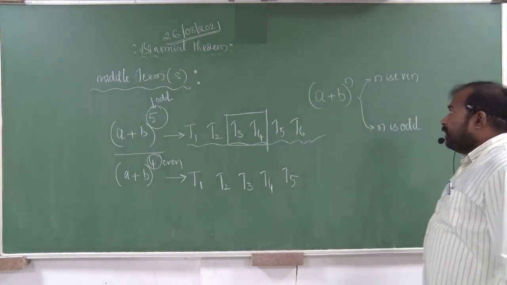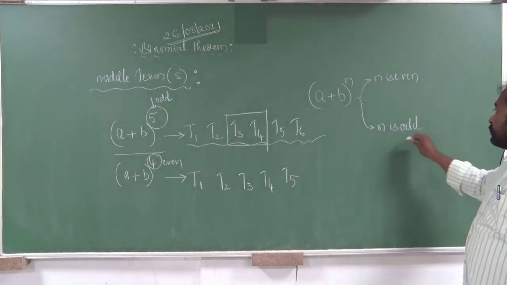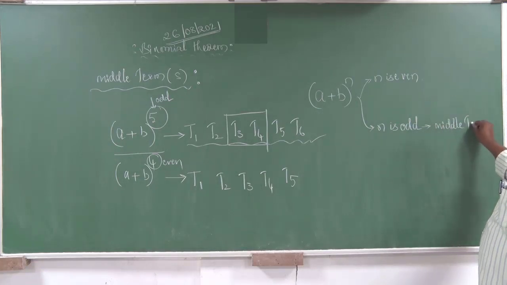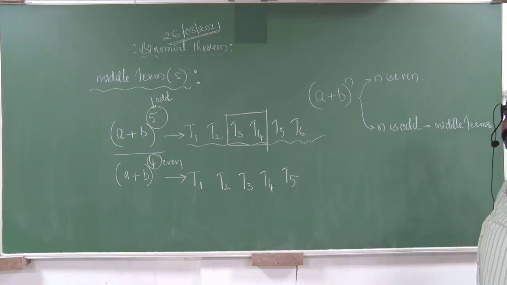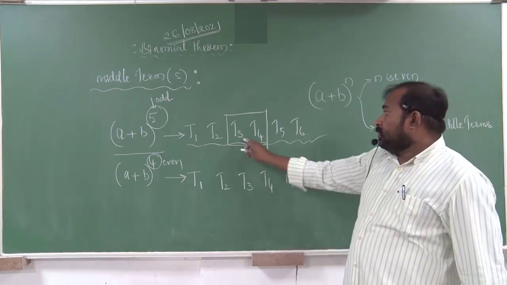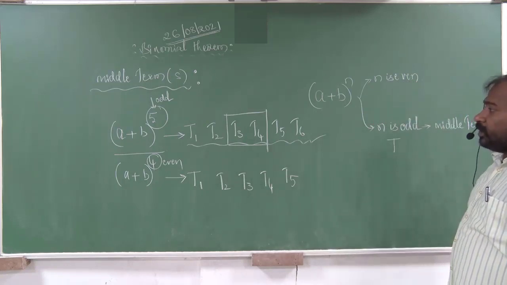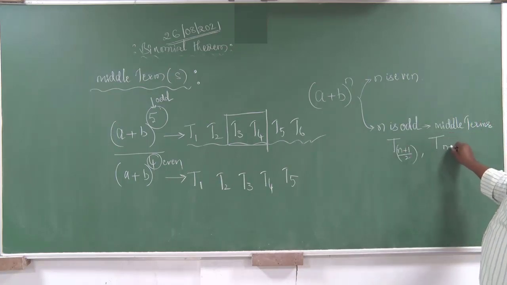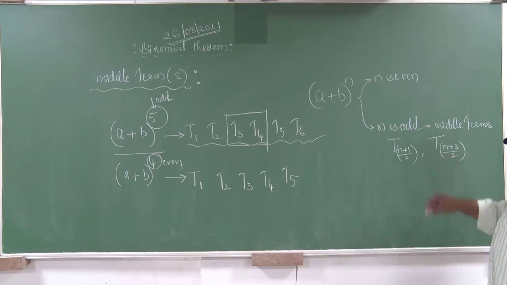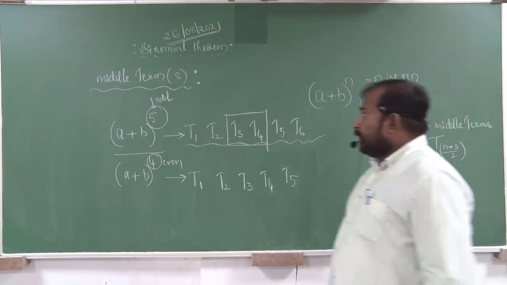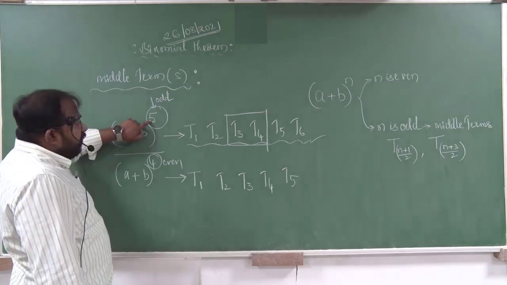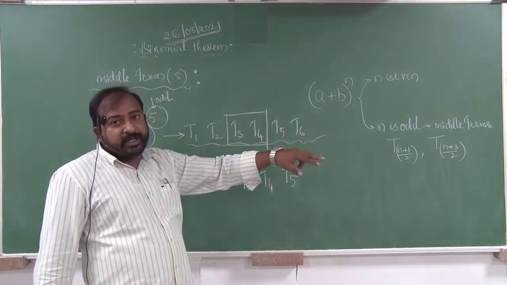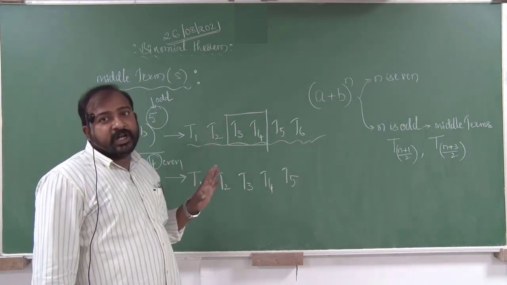In the expansion (a plus b) whole power n, if n is odd, there exist middle terms. Middle terms I can get. And what are the middle terms also? If you observe here, T (n plus 1) by 2, comma, T (n plus 3) by 2. These are the middle terms. You can cross check. Here n is odd. Instead of n, 5 is given. What is the value? (5 plus 1) by 2, 3. (5 plus 3) by 2, 8 by 2, 4 is the value. So this is the logic.